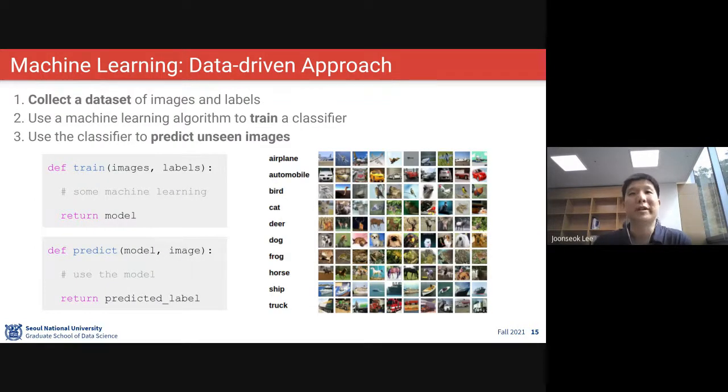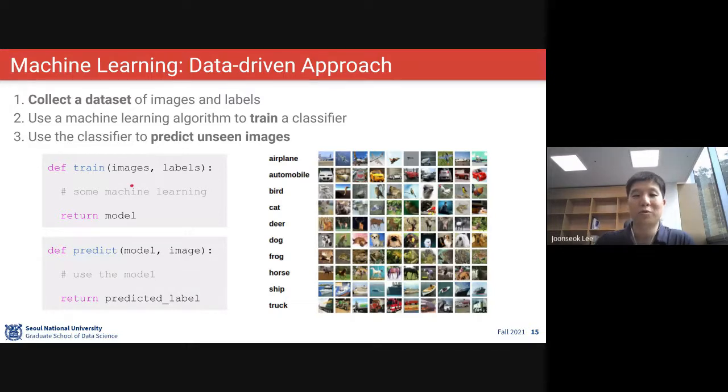So in this class, we are going to use machine learning for the entire semester. We are not going to define handcrafted rules like that. Here we are going to use a data-driven approach. This is just the rough three steps of machine learning. We collect a data set of images and labels. Here, the labels mean the ground truth of what the main topic of that image is. So given a photo of a cat, the label is cat. And we use some machine learning algorithm, which we are going to learn during the semester, to train a classifier, and then use the trained classifier to predict unseen images. These are the basic steps of machine learning.